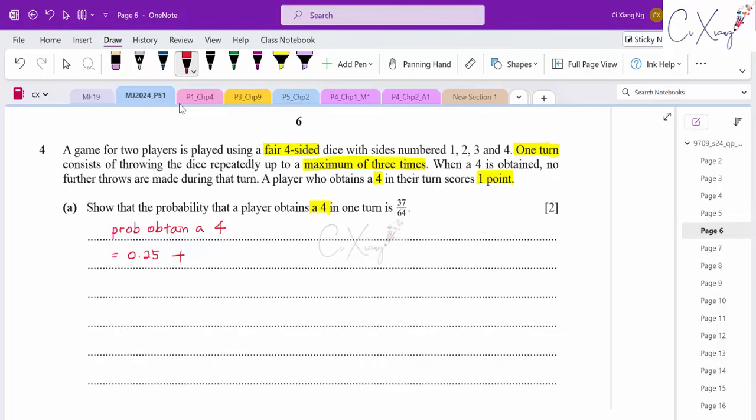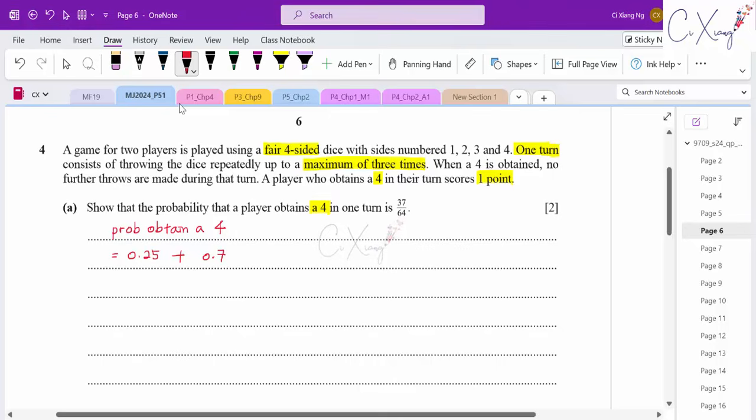How about the second case? For the second case, for the first throw, you might not get the 4. So the probability is 0.75.